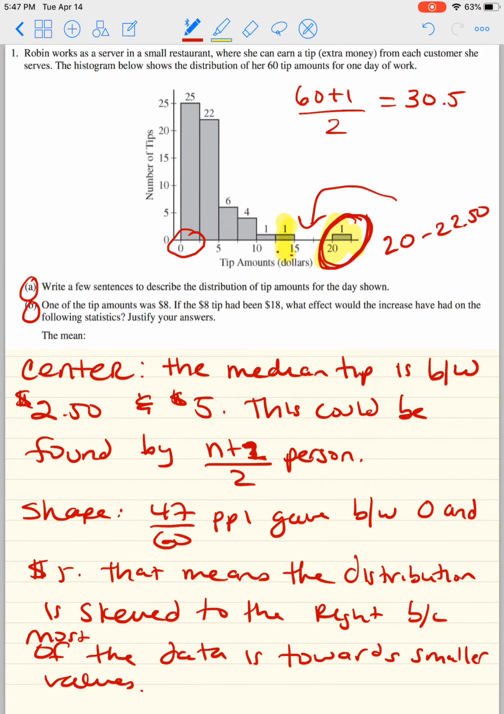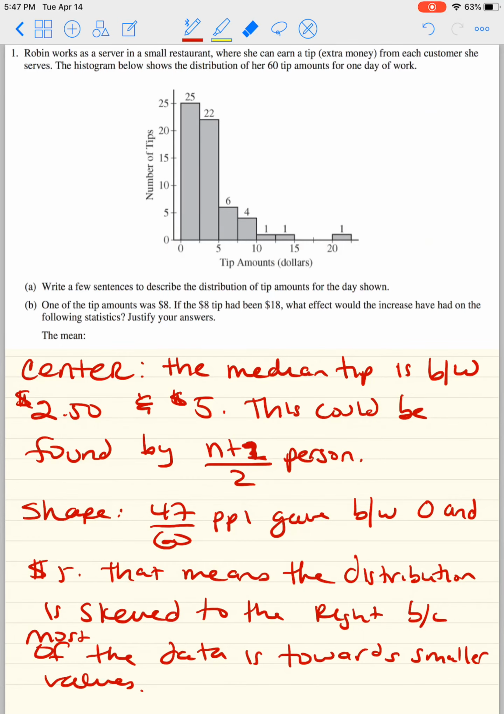Part B says, one of the tip amounts was $8. If the $8 tip had been $18, what effect would it have on the mean? And I cut off the other part, it said the median as well.